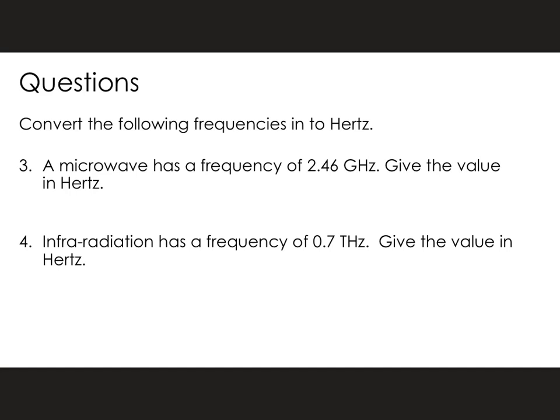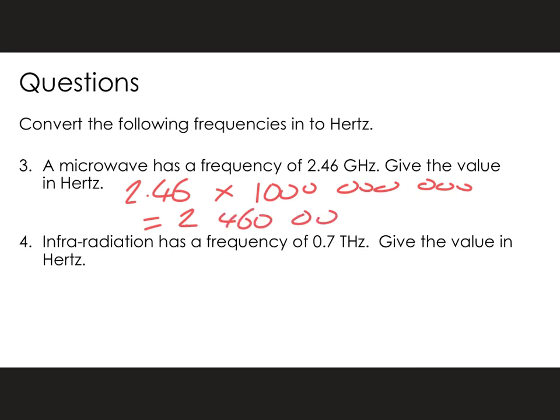Okay, we're still moving on through these. So the next one says a microwave has a frequency of 2.46 gigahertz. Give the value in hertz. So remembering that gigahertz was equal to 1,000 million, using the same process as before, we're going to do 2.46 multiplied by 1,000 million, and that will give me an answer of 2,460 million hertz.